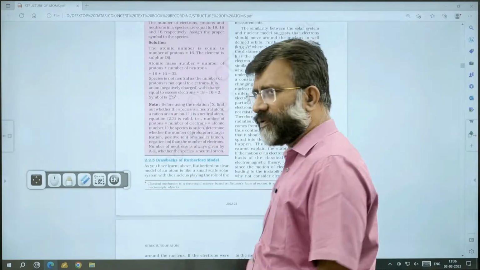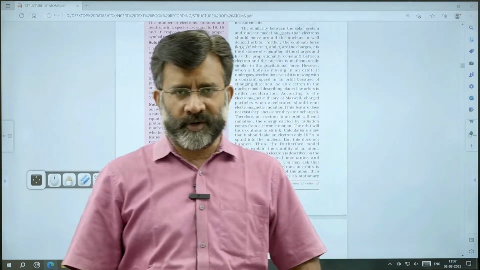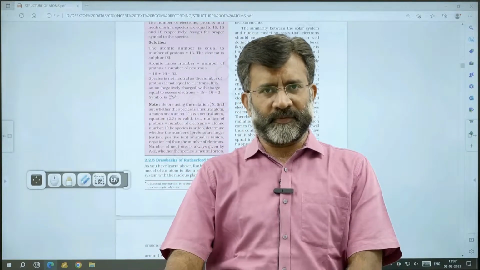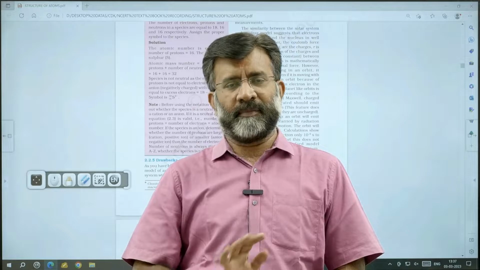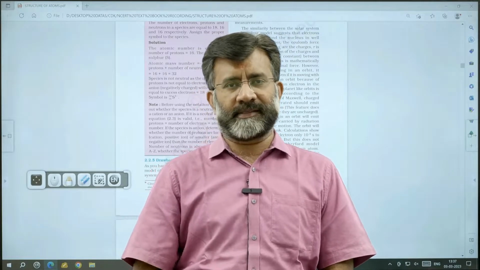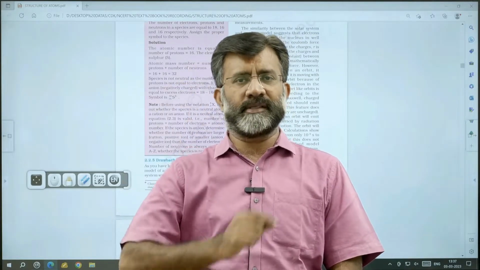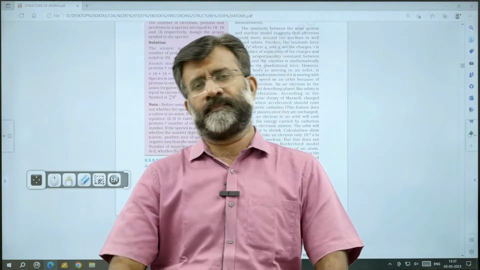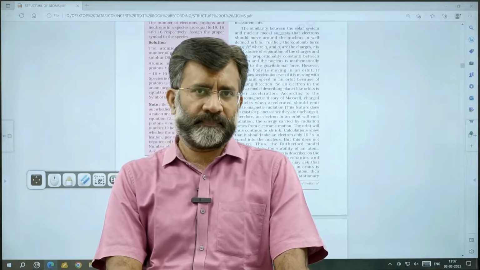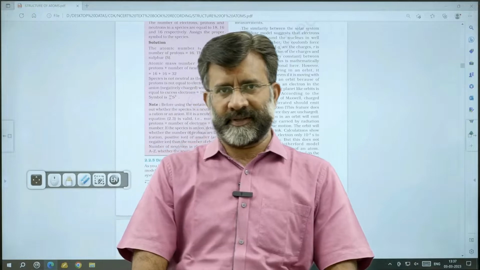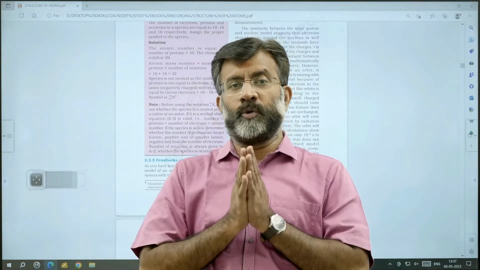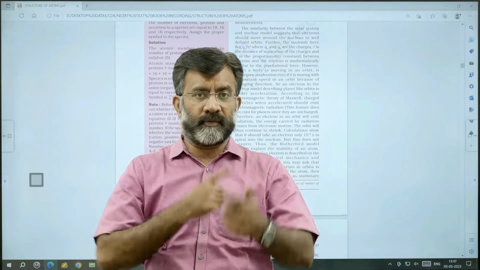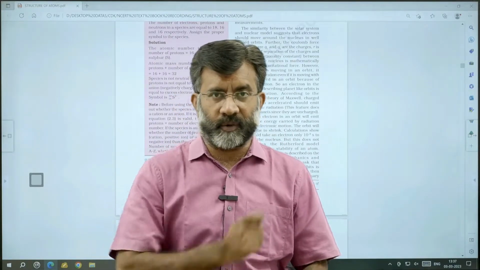Drawbacks of Rutherford model, everybody knows. What was the drawback of Rutherford model? Whatever he said regarding the nucleus is still valid. But what he said regarding electrons, that electrons are revolving around the nucleus in a definite path constantly, is not possible. It was like a nuclear model of atom. How around the sun the planets are revolving, electrons are revolving around the nucleus.